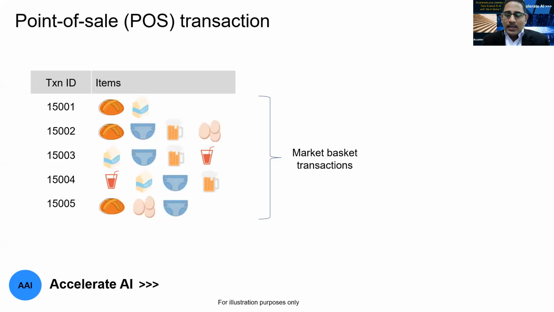Now, let's take an example. When we look into a point of sale transaction, which in this case is represented with 5 different transaction IDs, these are all called market basket transactions. So let's say in the first transaction, you have bought bread and milk. In the second transaction, you have bought bread, diaper, beer, and eggs, and so on. So this is an example of market basket transactions, each having a transaction ID and a set of items that we buy as part of it.